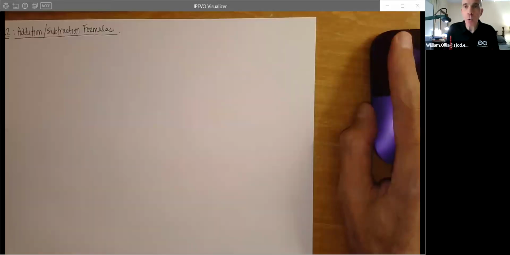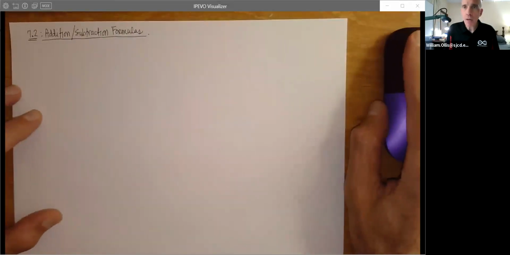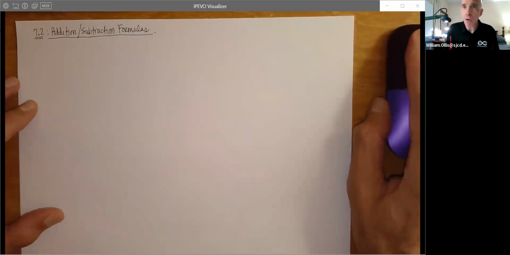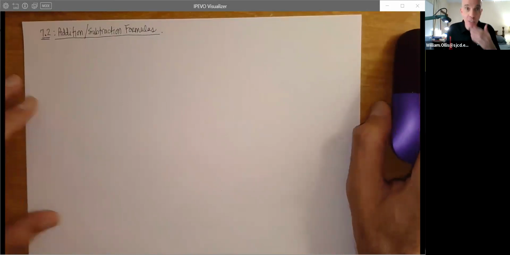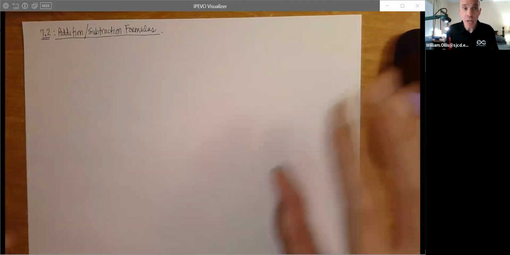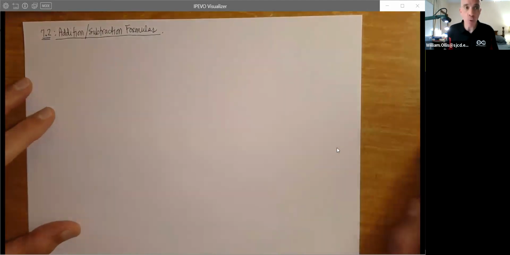So the first thing I want to do is to share the screen and actually talk about a problem that you have in your law of cosines. Now, the reason I'm going to talk about this is because it's going to be a springboard to the addition and subtraction formulas.